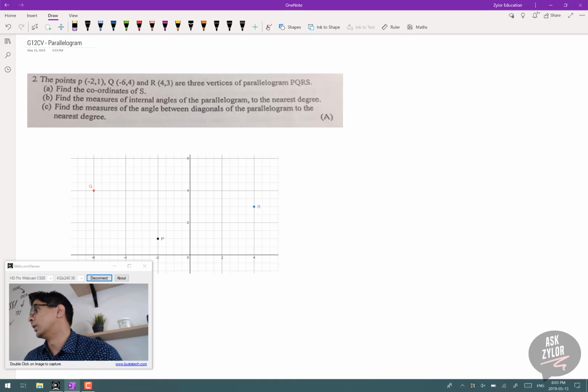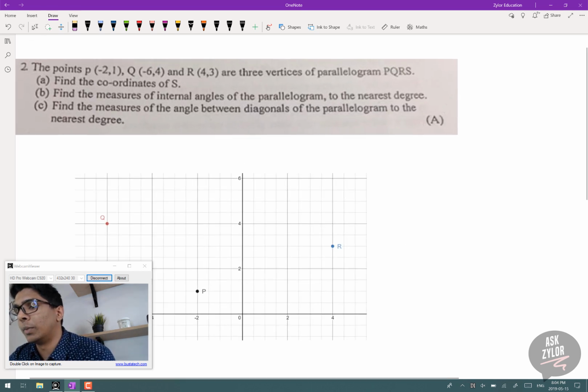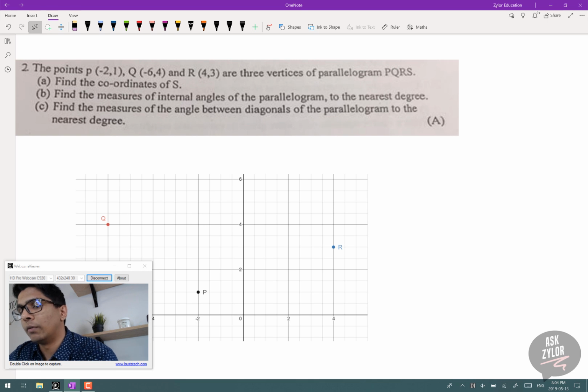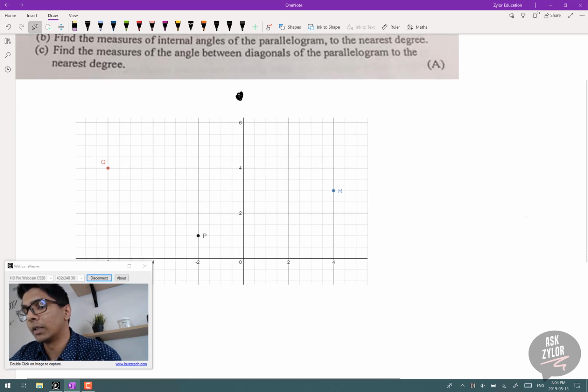So the first question we're dealing with is from grade 12 calculus and vectors. We're dealing with the vectors portion, and we're given 3 points P, Q, R. There are 3 vertices of a parallelogram, PQRS. We're asked to find the coordinates of the remaining vertex of the parallelogram. So we're assuming S is somewhere over here. Right? So we have to find the coordinate of S.